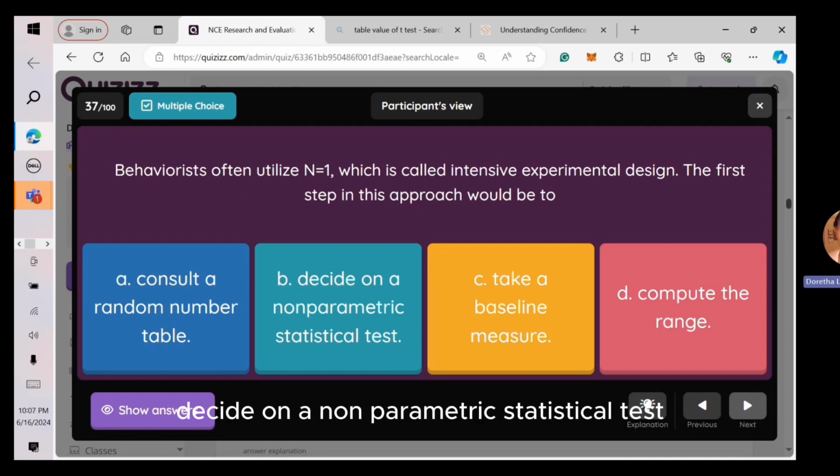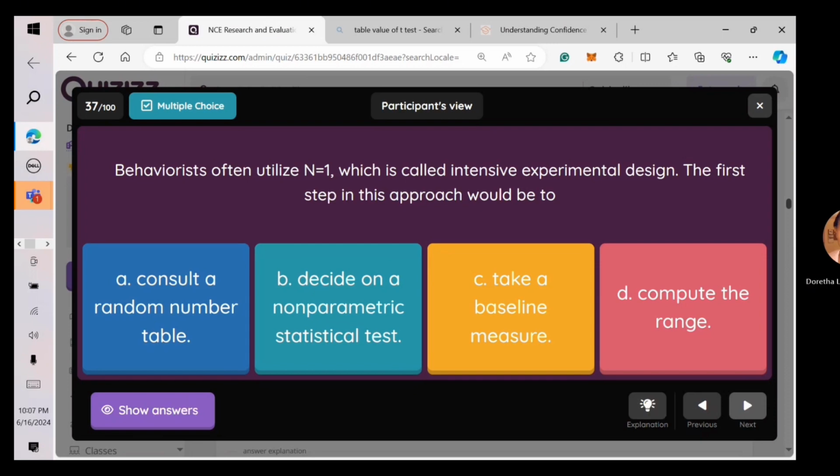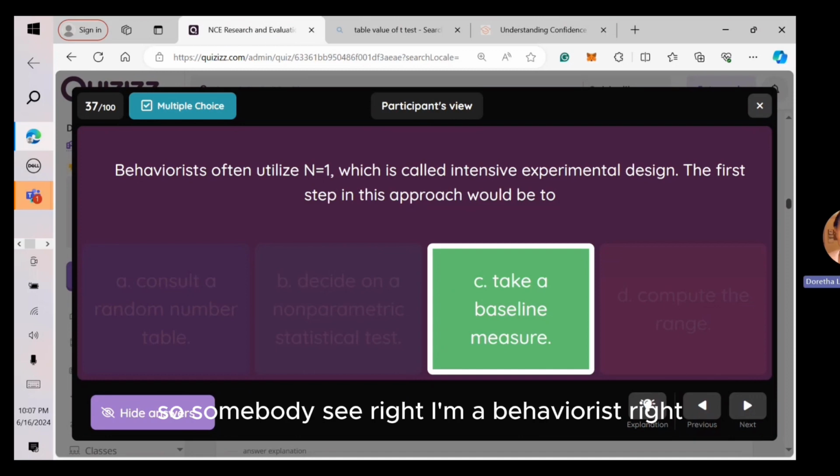A, consult a random number table. B, decide on a non-parametric statistical test. C, take a baseline measure. D, compute the range. So it's going to be C, right?